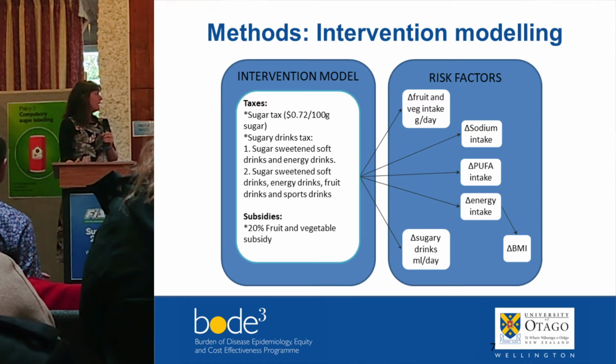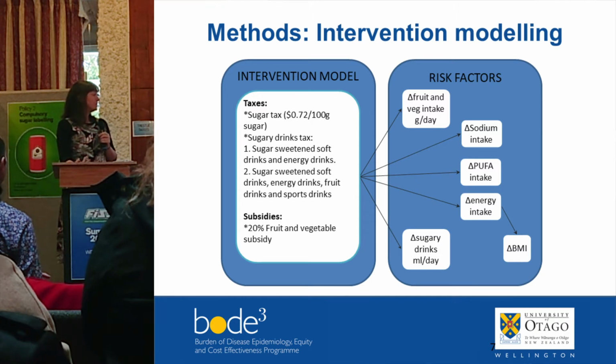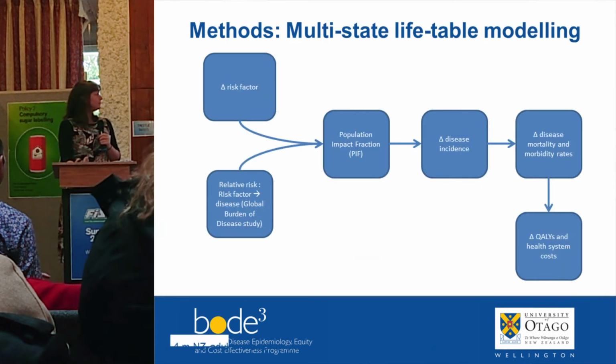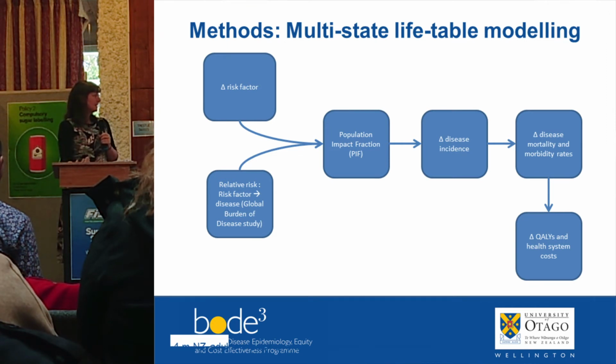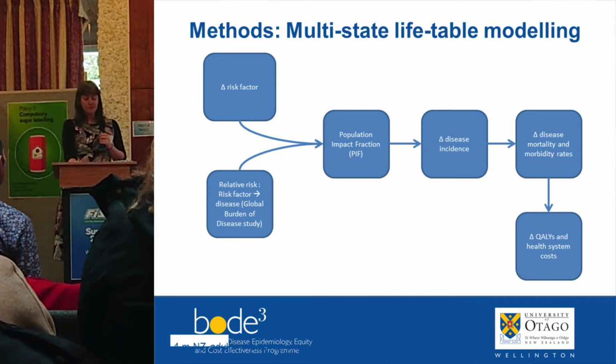So these change the intake of fruit and vegetables and sugary drinks, as well as intake of sodium, polyunsaturated fat, and the change in BMI for a change in energy intake, which are the risk factors we use in this particular model. So then we move into the multi-state life table model, which combines this change in risk factor with relative risks from the Global Burden of Disease into what we call population impact fractions, which impact the disease incidence, which gives us a change in mortality and morbidity rates, which we then use to calculate the change in quality adjusted life years and health system costs.